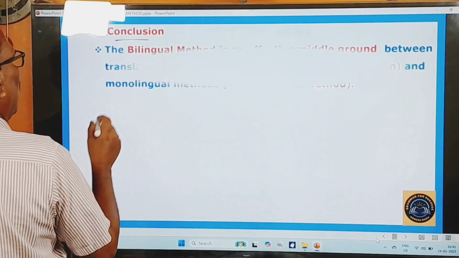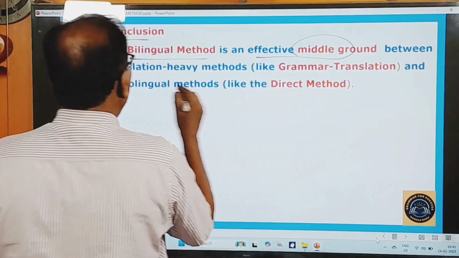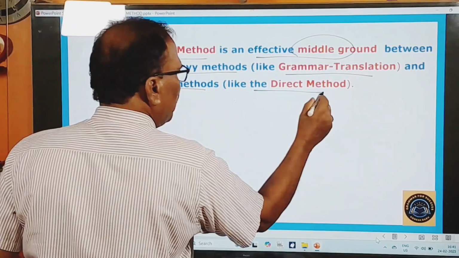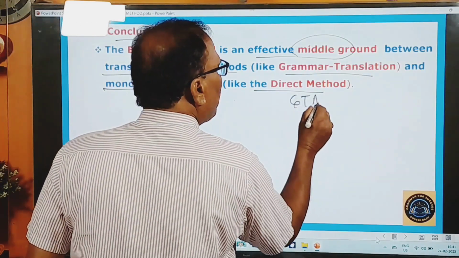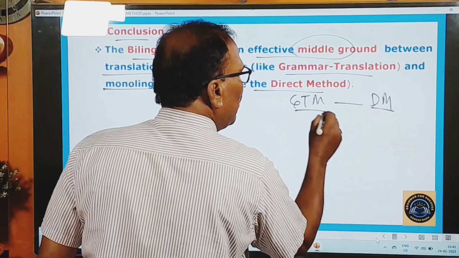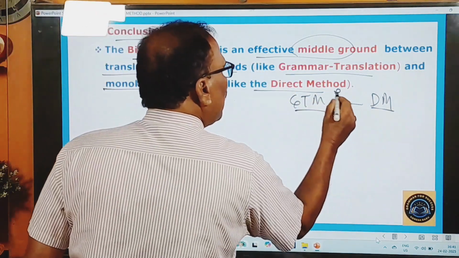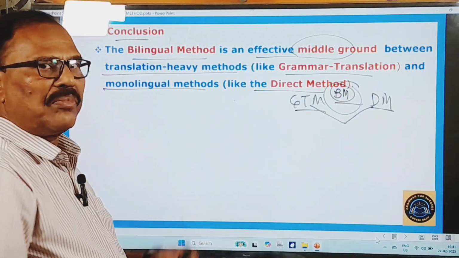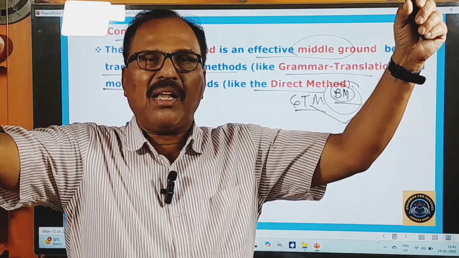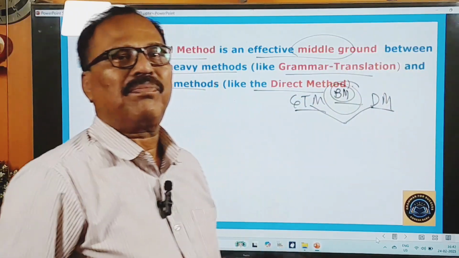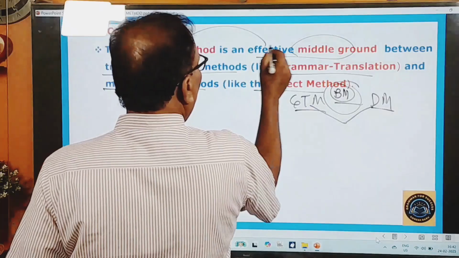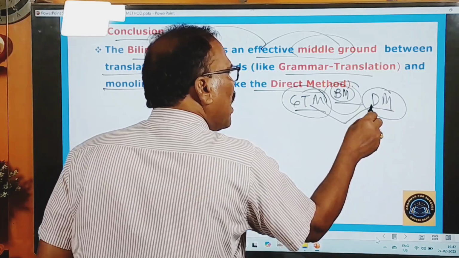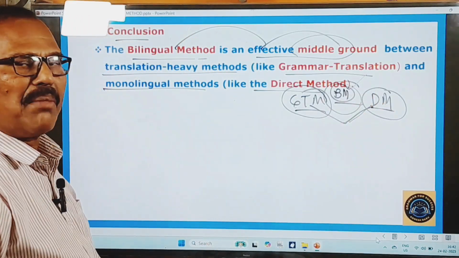Conclusion. The bilingual method is an effective middle ground between translation-heavy methods like the grammar translation method and monolingual methods like the direct method. Here there is the GTM and the direct method, DM. The bilingual method, BM, is in between these two. GTM on one side, direct method on the other side, and this method is in between. So it is an effective middle ground. That means from the features of the GTM and the features of the direct method, this bilingual method has come into existence.